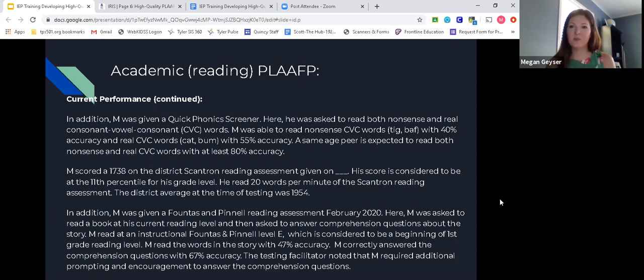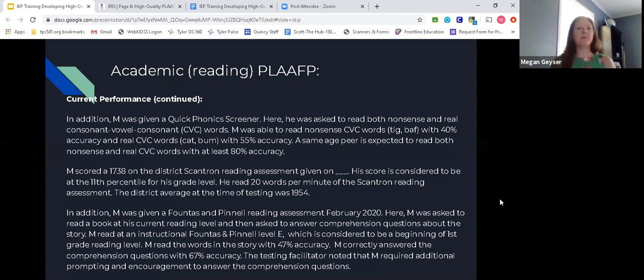So if some of our educators don't know, we want to make sure that parents know exactly what a level E means. And then I like to also put in making sure at the very end, the testing facilitator noted that he required prompting and encouragement to answer comprehension questions. It wasn't just an automatic thing. He needed some additional prompting.